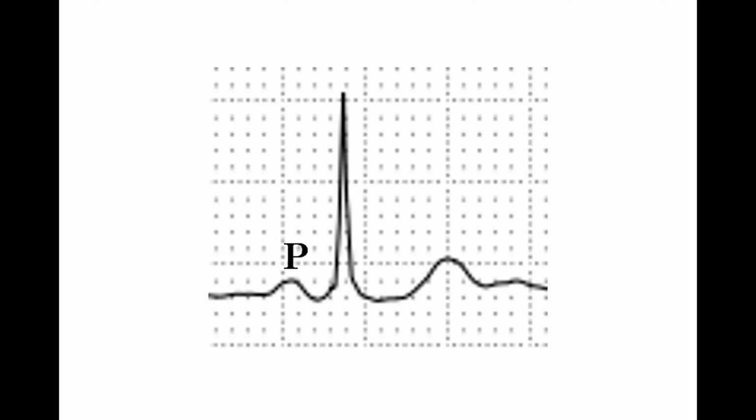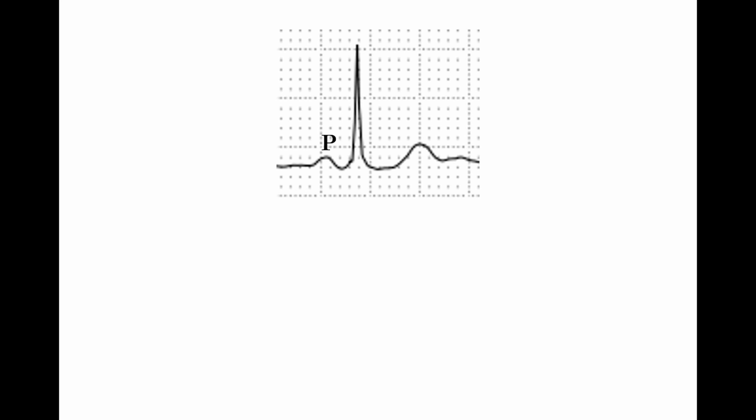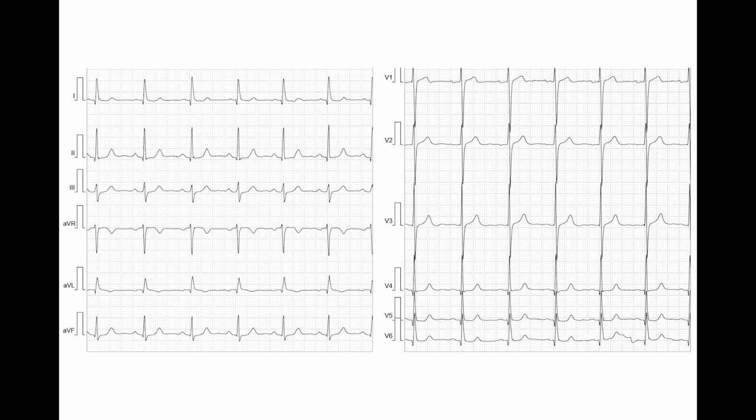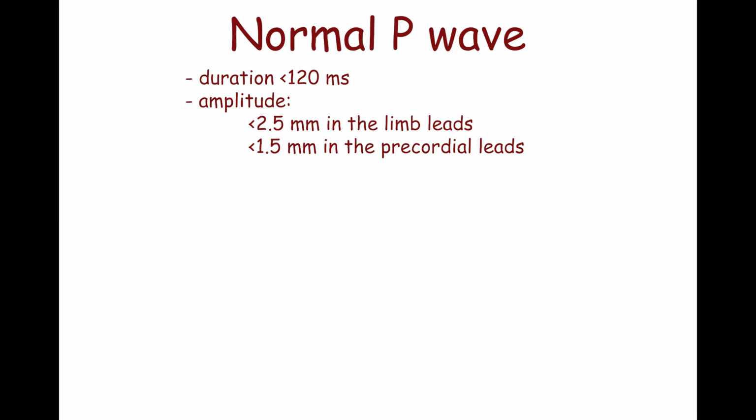The P wave represents atrial depolarization. The initial part of the P wave corresponds to right atrial depolarization, the final part to left atrial depolarization. The middle part of the P wave represents both right and left atrial depolarization. Normally, each P wave has the same morphology and is positive in leads 1, 2, 3, and AVF. The normal duration of the P wave is less than 0.12 seconds. The P wave amplitude should not exceed 2.5 mm in the limb leads and 1.5 mm in the precordial leads.